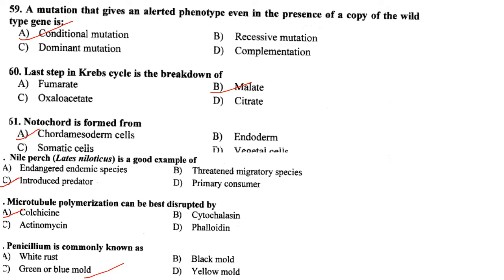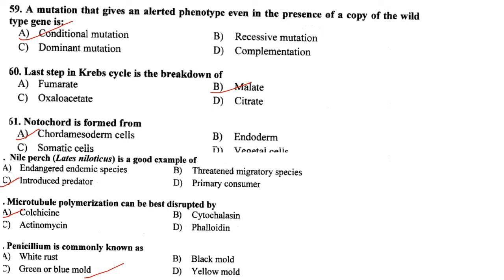Then microtubule polymerization can be best disrupted by. So colchicine is an alkaloid derived from autumn crocus or Colchicum autumnale. It inhibits mitosis by inhibiting microtubule polymerization. So answer is option A.